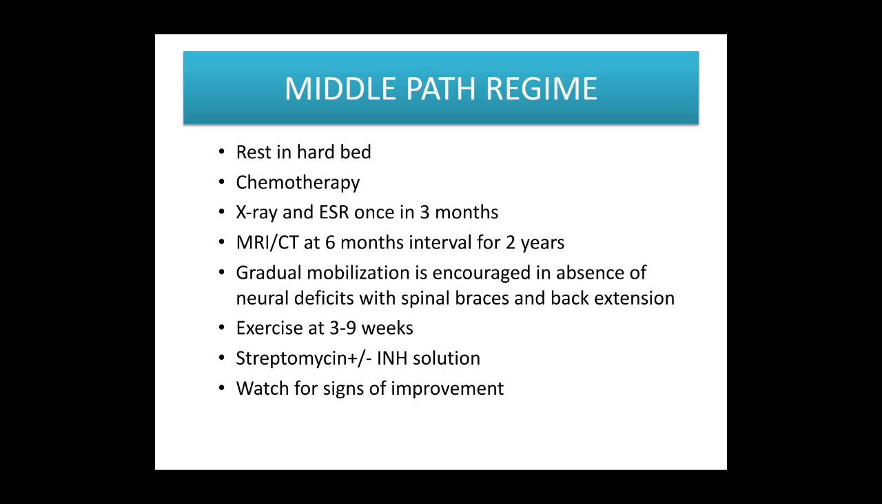So basically, middle path regime consists of rest in bed, chemotherapy, X-ray and ESR once in 3 months, and then MRI is usually done at the end of the treatment if the patient doesn't worsen during the course of the treatment. If he worsens, obviously he would be needing a surgery, if there is a cord compromise or cord compression, or if there is any compression on the bowel, secondary to the cauda equina, then obviously he would need a decompression or a surgery.